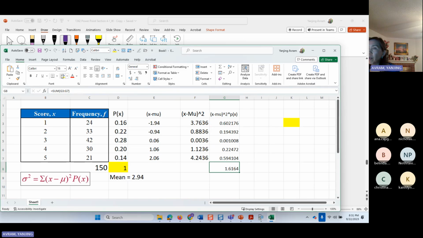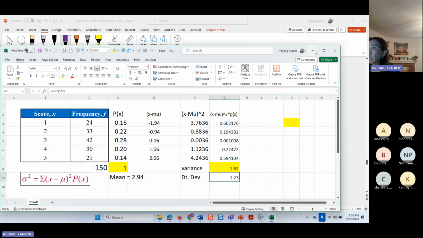So that is my variance. That's my sigma squared. If I want to find the standard deviation, I just take the square root of this one. Square root is the power of 1/2. And then I can round to any decimal point I want. If I round to 2 decimal places, this one will be 1.26 and this one will be 1.62. So 1.62 is the variance, and 1.26 is the standard deviation. You take the square root of the variance, and that is the standard deviation.